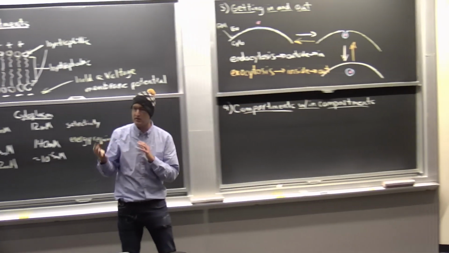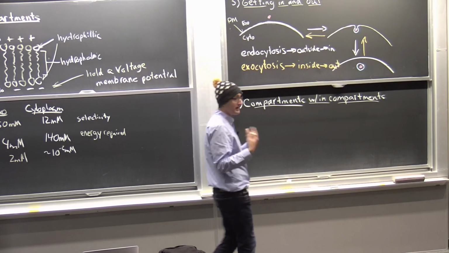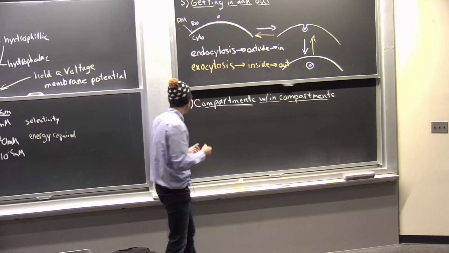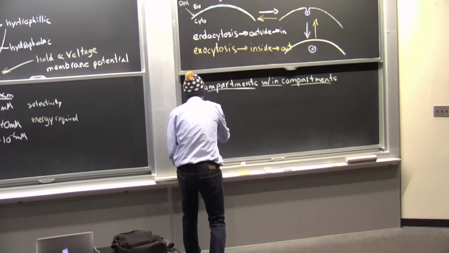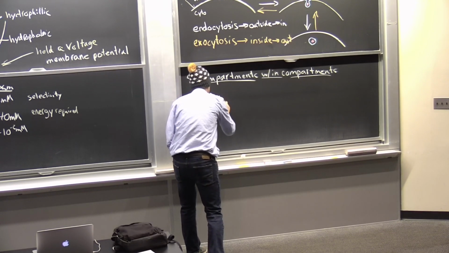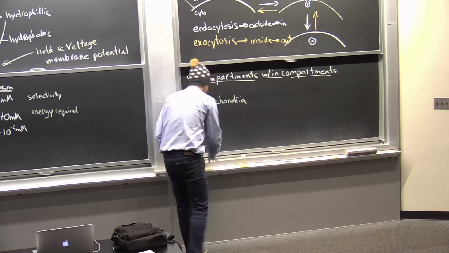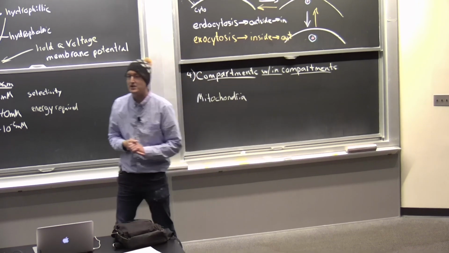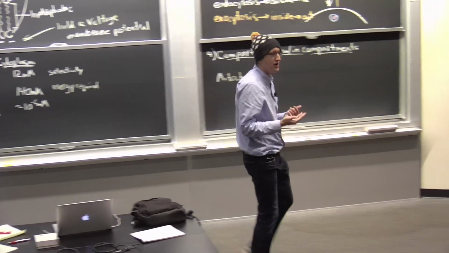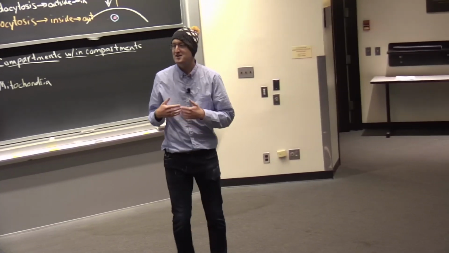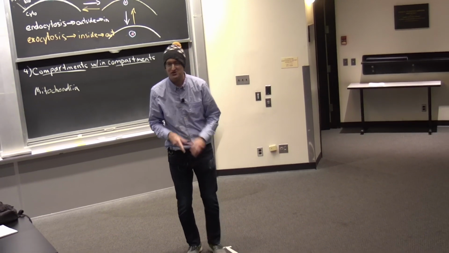Okay, so the example I'm going to use here is an organelle that is present in us, in animal cells, which is the mitochondria. And you all know that the mitochondria is the powerhouse of the cell.